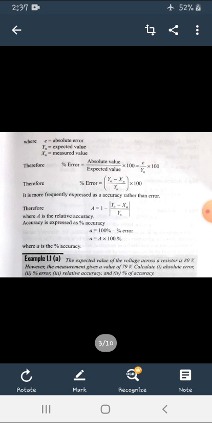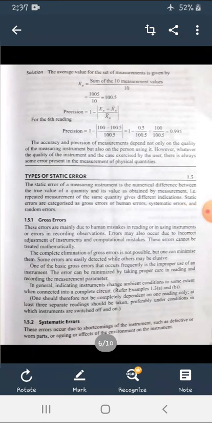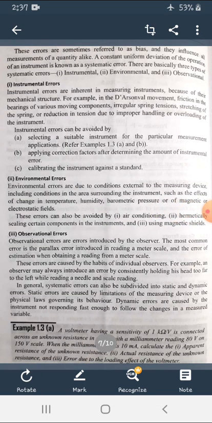Now the question was what is error and about the types of error. Here we are discussing the types of error. Here is a short description of the types of error, that is gross error, systematic error. Within systematic error there is instrumental error, environmental error, observational error.